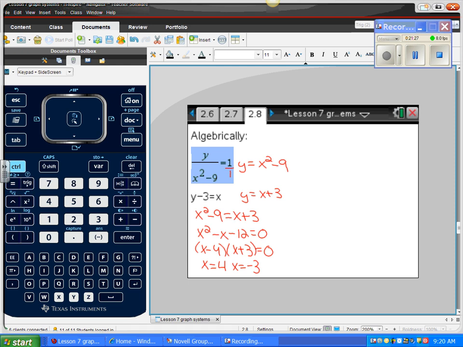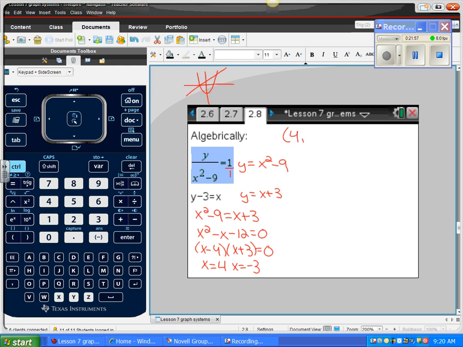Are those my answers? No. Why not? I can have lots of solutions. I can have negatives. I can have two x's. Oh. Remember, I'm dealing with a quadratic, right? And a linear. How many solutions do I have? Two. So I have to find the y's.